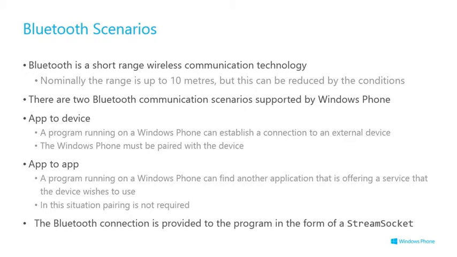So we've got two specific Bluetooth communication scenarios we support. First of all, app to device. This is where you've got something that must be paired. The user, the phone owner, must previously have paired the phone with something, and the obvious thing that people do is pair it with a headset, and that's what most people use it for. But it can actually be paired to any equipment that's got a Bluetooth radio in it that is set up for pairing.